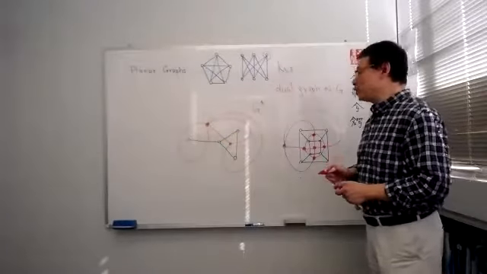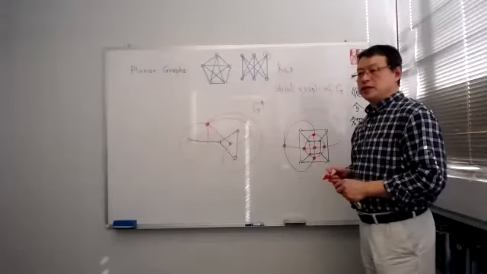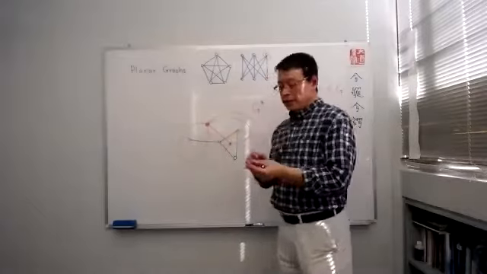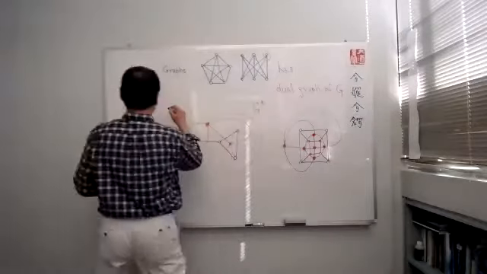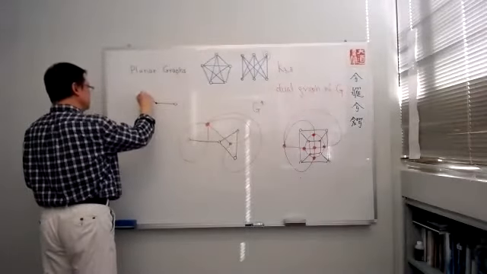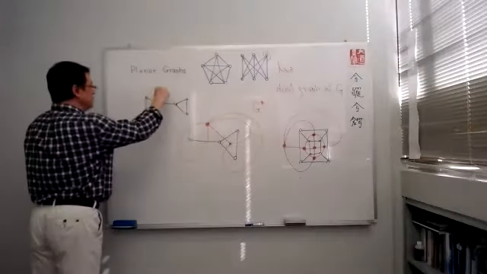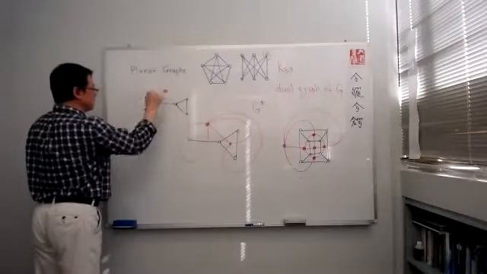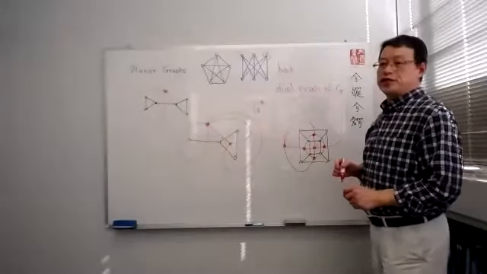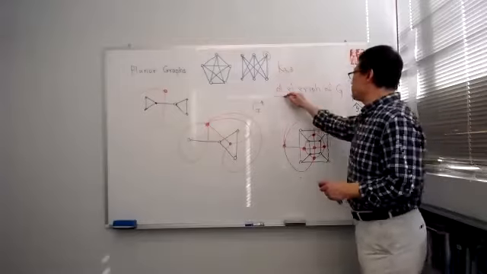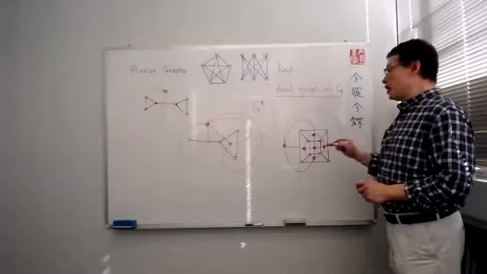So the dual may contain multiple edges and loops. It does not contain a loop only when the graph has no cut edge. When it has a cut edge, it always has a loop. So that's why the cut edge, we draw it in this way. It has no loop only when it has no cut edges. All right. But anyway, we have a notion of the dual graph of G, and it can be obtained in this way.